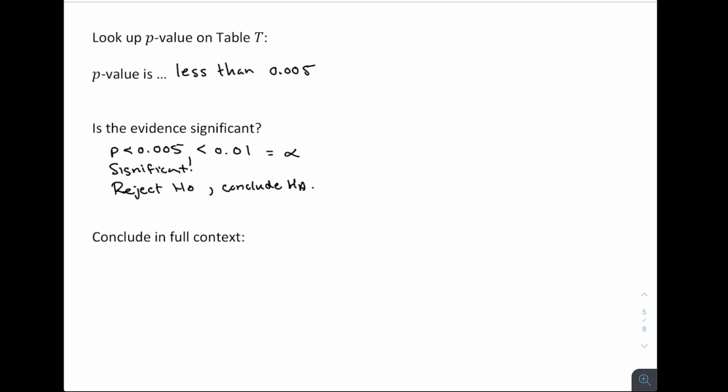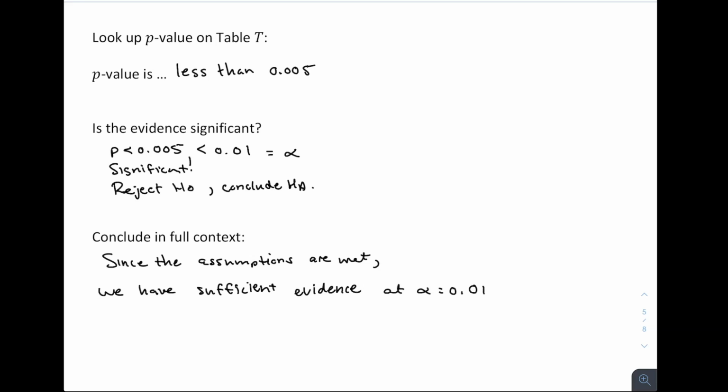We first tell the reader that the assumptions are met. Then we tell the reader that we can conclude the alternative. We have sufficient evidence to do so. Remember that we should always be reporting the significance level, alpha equals 0.01, and that we also should report the p-value. Now we simply write the alternative hypothesis in full context of the problem.